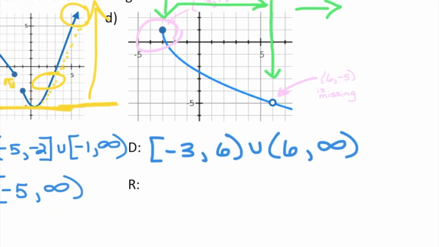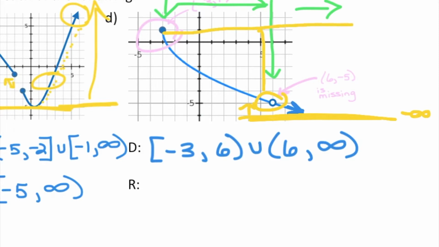And then my range, now careful, remember that this graph goes down forever, and so the range starts at the bottom, that's negative infinity. It comes up to the hole, and then past the hole it continues up only as far as where that endpoint is.